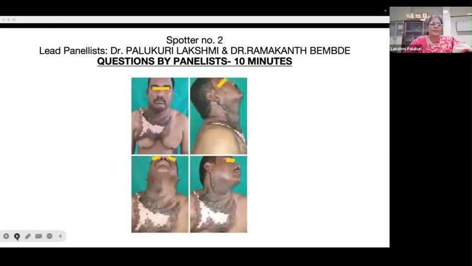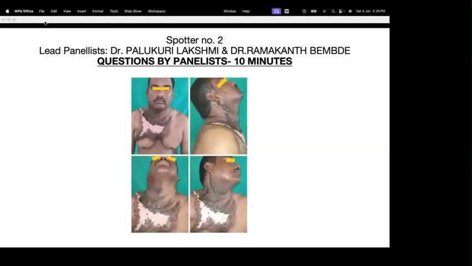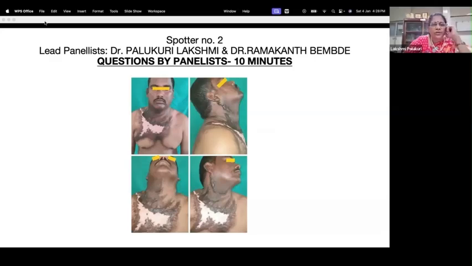Okay. Now moving to the second spotter. I would like to request Lakshmi ma'am, same Ramakant Bembes, to be the lead. Diagnosis. Team 1.